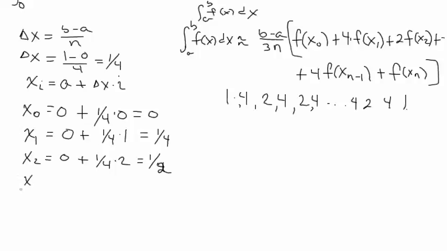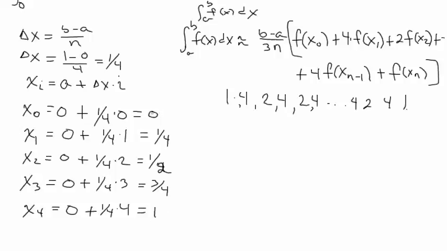And then we have x of 3. 0 plus 1/4 times 3 is equal to 3/4. And then last but not least, 0 plus 1/4 times 4, and that's what you should come up with, is 1, because a is 0 and b is 1, right?